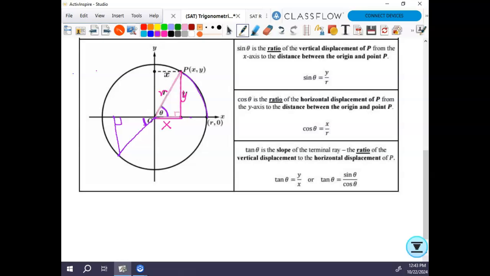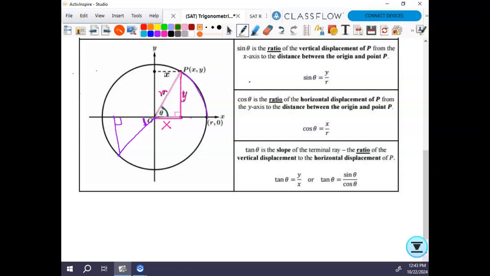Then my sine, cosine, and tangent in the coordinate plane are always the same thing. Meaning that whatever theta is, we know that sine is opposite over hypotenuse. Well, from theta, the opposite is the y value over the hypotenuse, which is the radius. That's where you get that from.